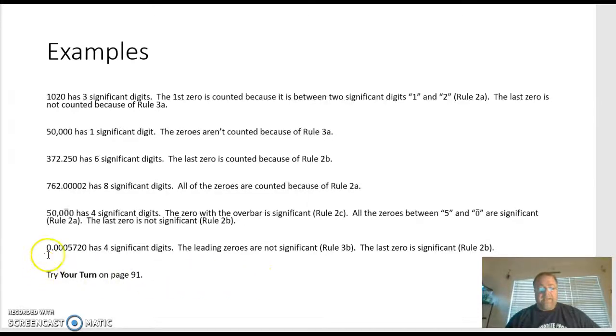All right, and then the last one is 0.0005720. That's going to have 4 significant digits. We never count the zeros to the left of a non-zero number, so all of these zeros don't count. And to the right, we only count them if they're to the right of a decimal place, which it is. So that's 1, 2, 3, and we count that 0. That makes 4.